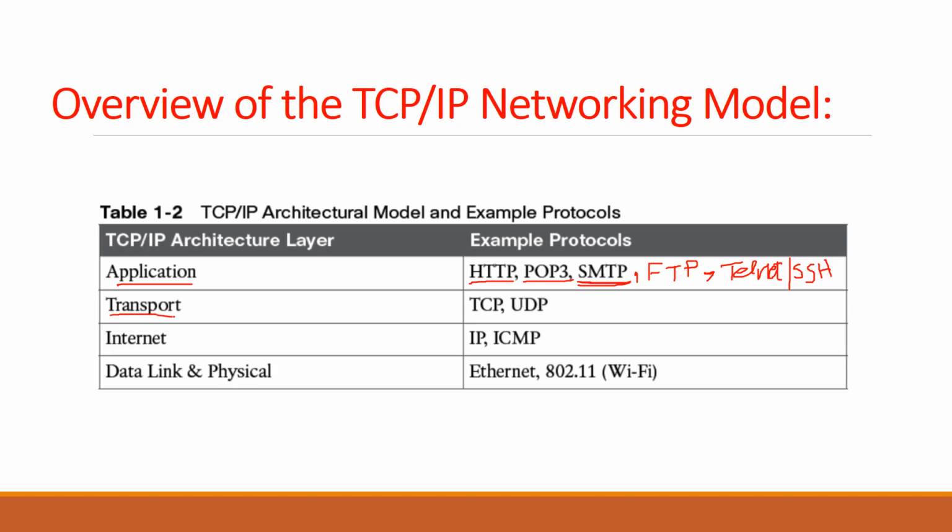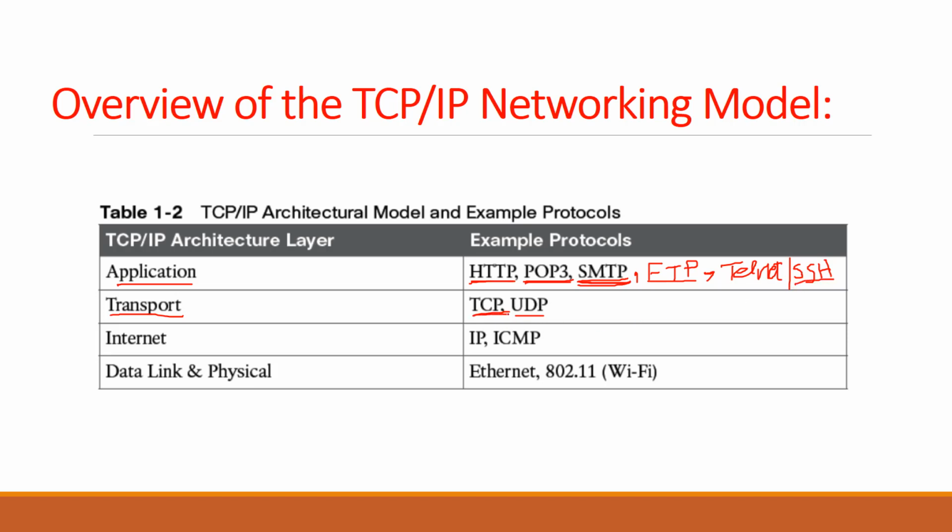So for the transport layer, actually there are only 2 protocols, TCP and UDP. And by the way, let's give the names of each one of these protocols. HTTP stands for Hypertext Transfer Protocol. POP3 stands for Post Office Protocol, version 3. SMTP, Simple Mail Transfer Protocol. FTP, File Transfer Protocol. And Telnet is for remote access, and SSH for secure shell.